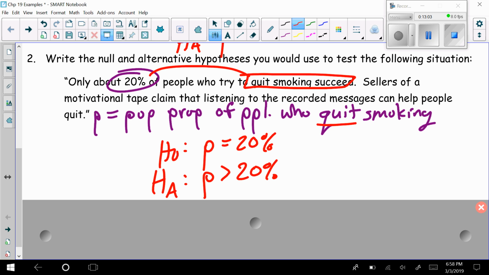You have to be super careful with how the question is worded and what the population is. Very easily on this one, I could switch it up and say the number of people who smoke. If this is the percentage of people who smoke, and I'm getting random people to listen to the motivational tape, then I'd want the percentage of people who smoke to go down. But because we're quitting here, we want it to go up.